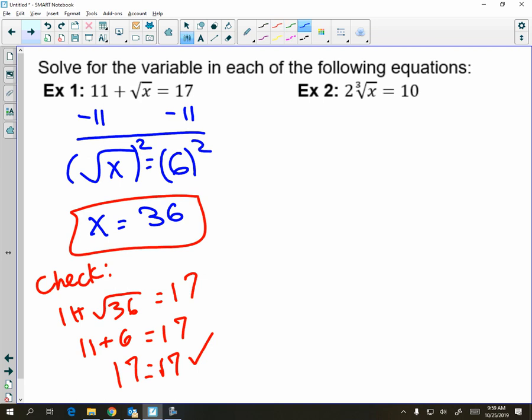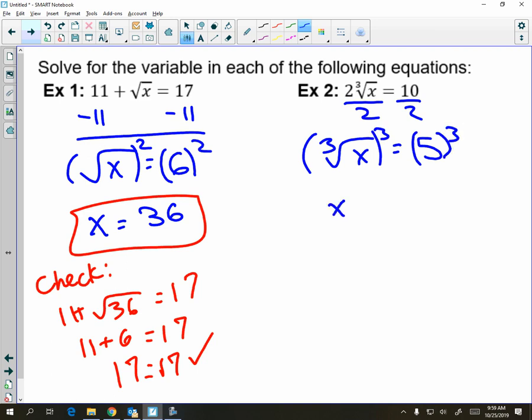On the right side, the radical is still not by itself. There's a 2 in front. So you're going to divide by 2 on both sides to get the cubed root of x is equal to 5. To undo the cubed root, this time you need to raise it to the third power. To get that x, because the inverse is the radical and the exponent undo each other, you get x is equal to 125.